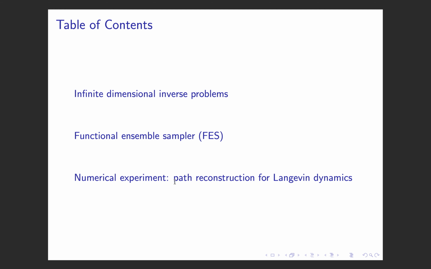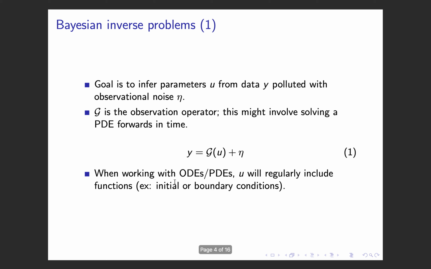First, I'll talk about infinite dimensional inverse problems. The goal, as usual in Bayesian inference, is to infer some parameters from some data. And when we work with ODEs and PDEs, the parameters will often include functions and fields, so infinite dimensional objects. Now, obviously, we'll have to discretize our functions to sample from them on a computer, but we would like MCMC methods that are independent of dimension, so that truly target the function. And there are many of these methods available, but usually they involve gradients.